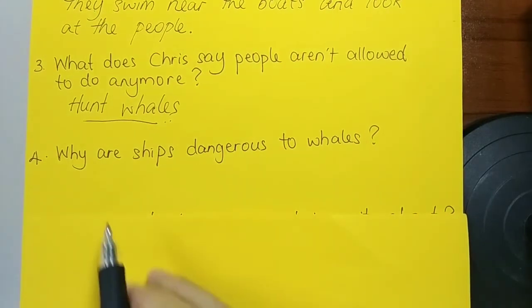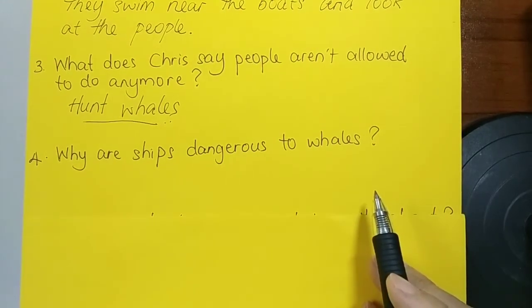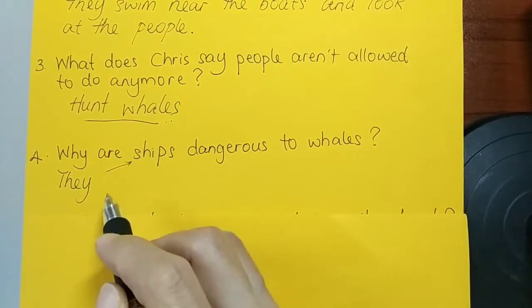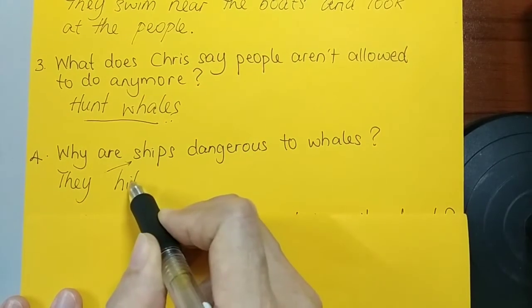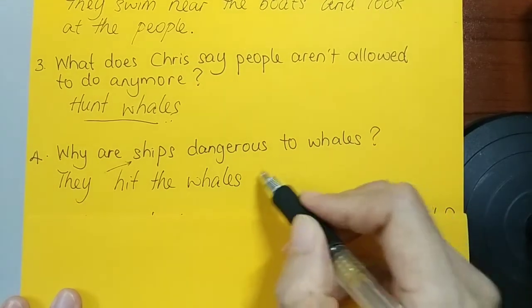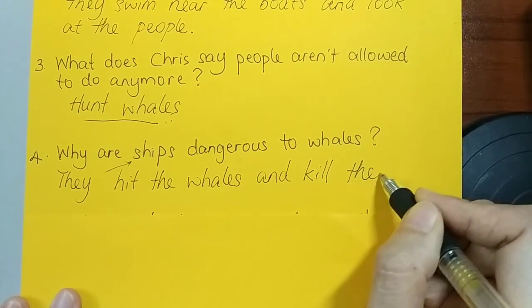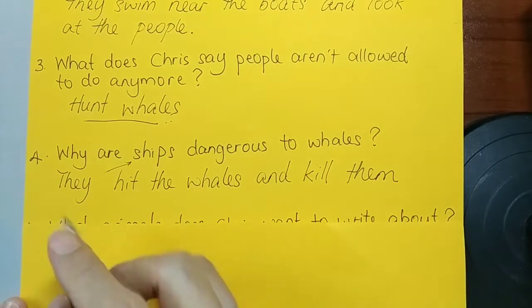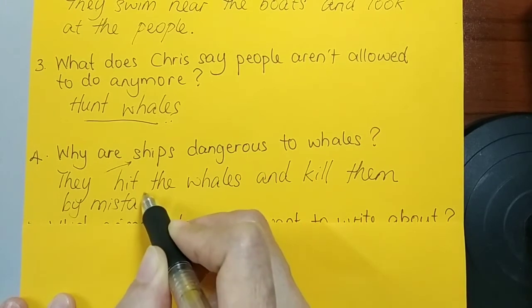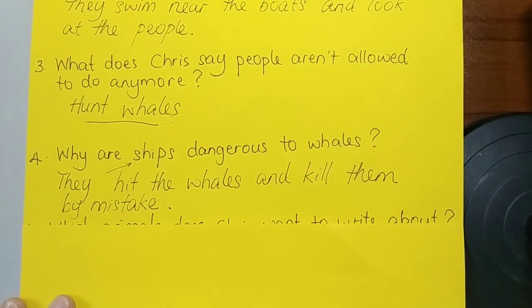Next question, why are ships dangerous to whales? Remember how ships can actually kill whales? So here, they refers to ships, yeah? So they hit the whales and kill them by mistake. So that means it is an accident, which they do not do intentionally. So they hit the whales and kill them by mistake.